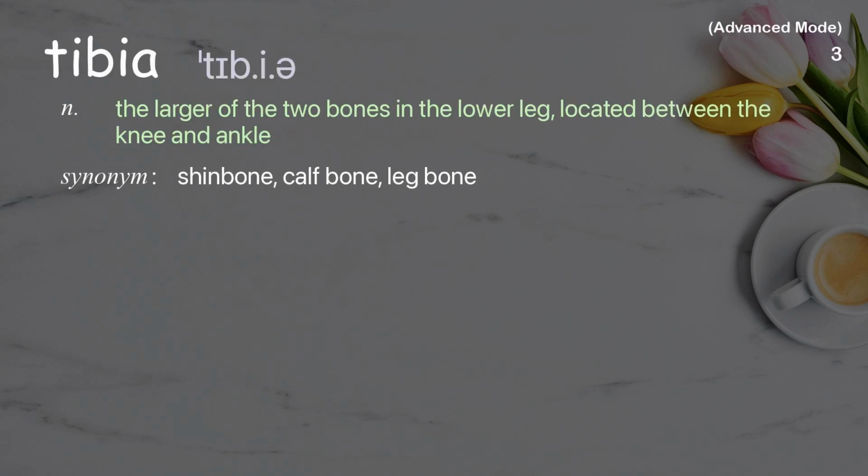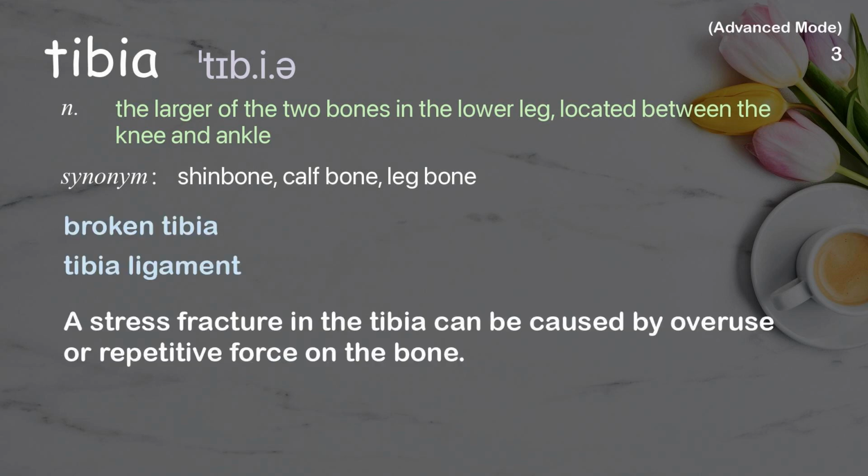Tibia. The larger of the two bones in the lower leg, located between the knee and ankle. Examples. Broken tibia. Tibia ligament. A stress fracture in the tibia can be caused by overuse or repetitive force on the bone.